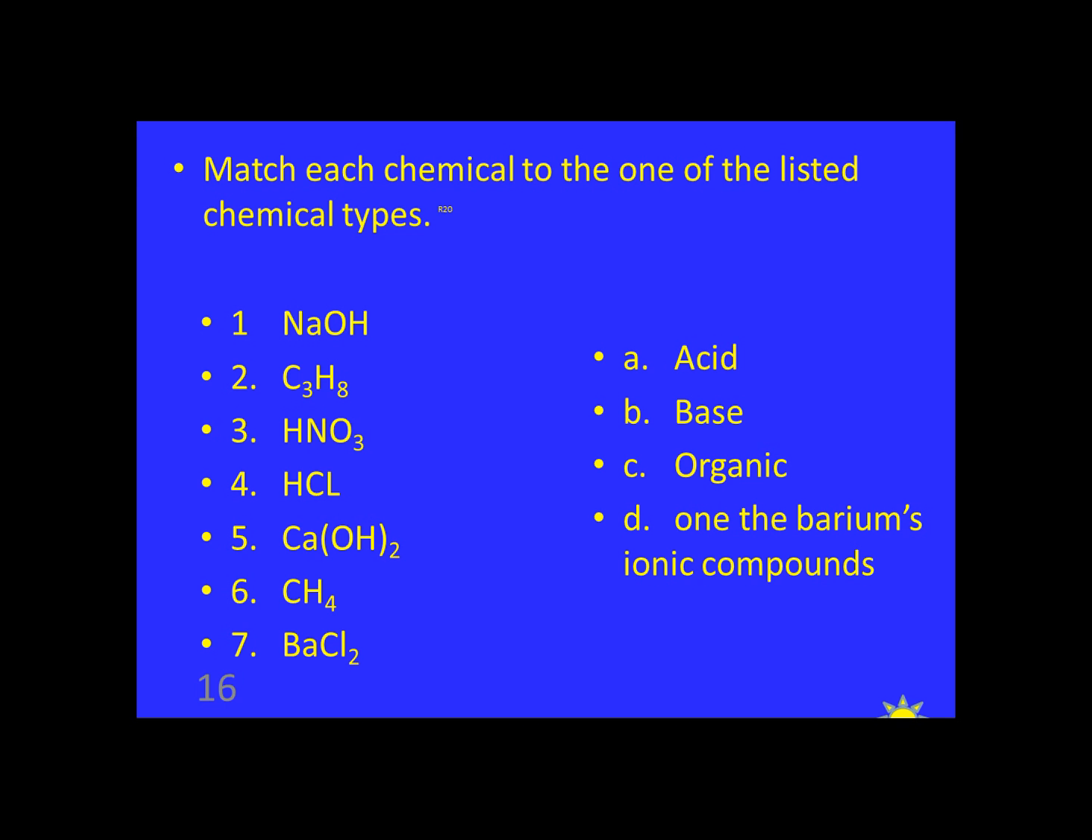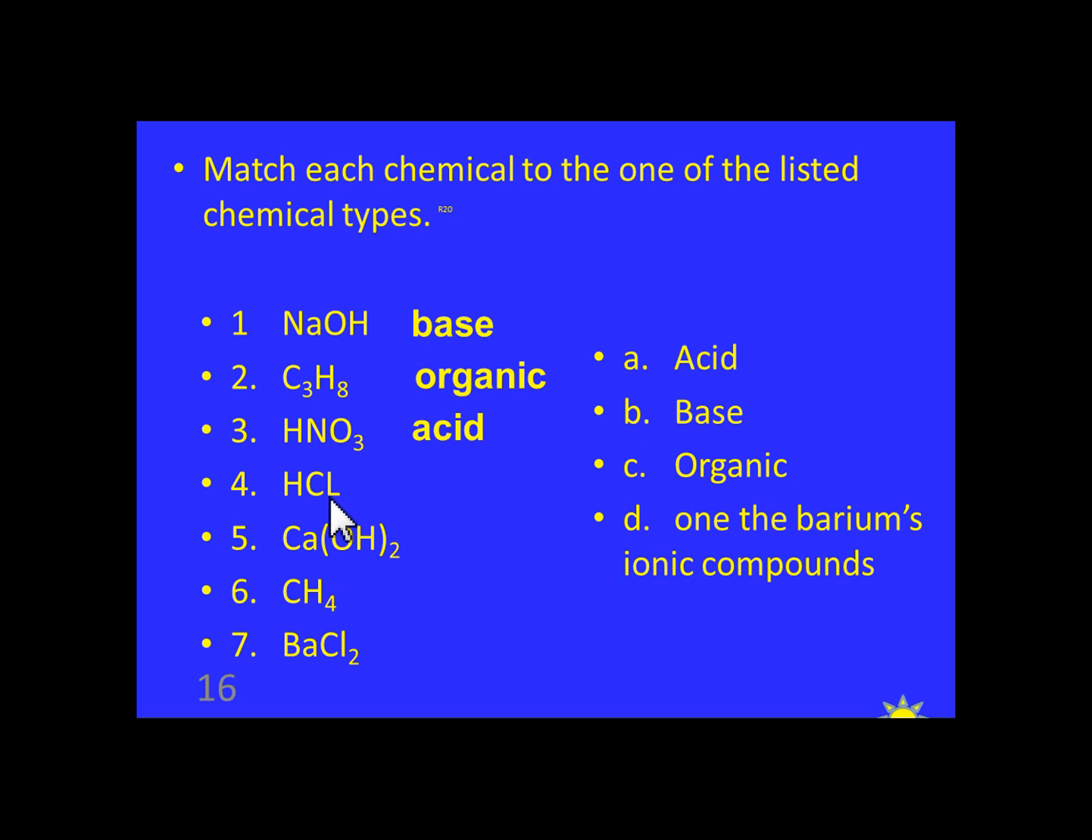Okay, here's a little matching test here. Based on what we've talked about so far, match each chemical to one of the listed chemical types. NaOH. Hopefully you remember that's B, a base. C3H8, hopefully you remember that's propane, which is an organic compound. Answer C. HNO3, we just talked about that a while ago. That's nitric acid. Hopefully you'll recognize that as an acid.